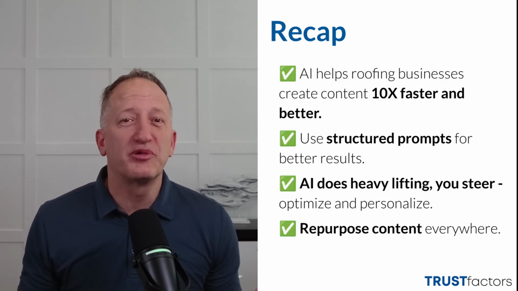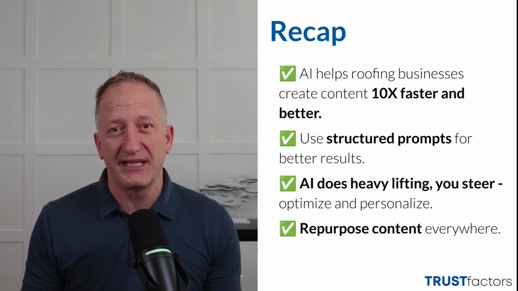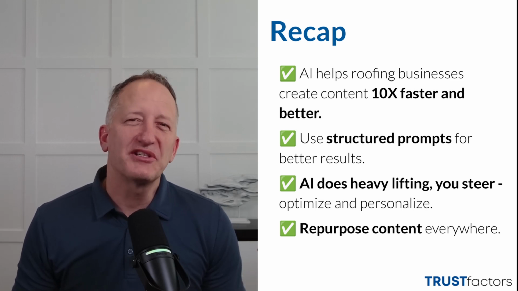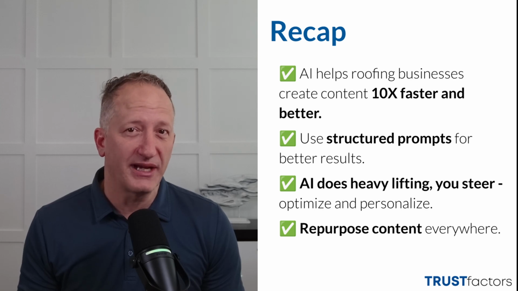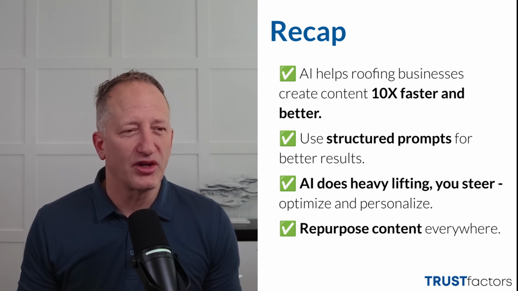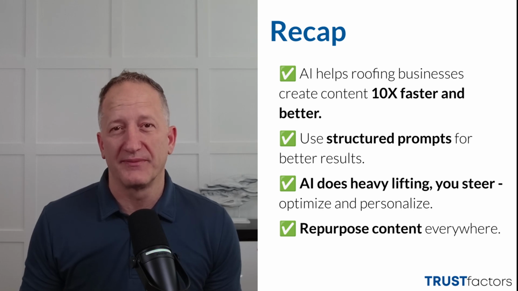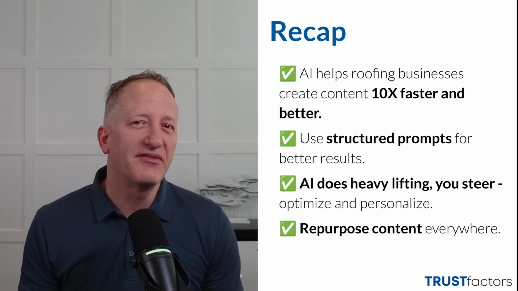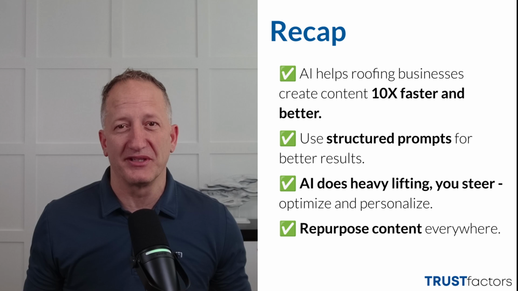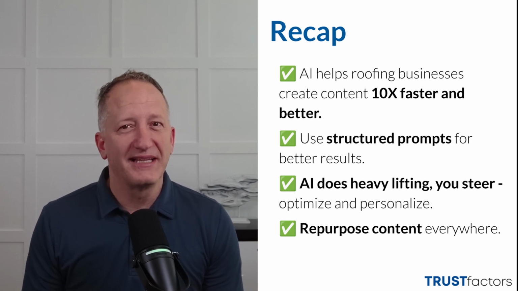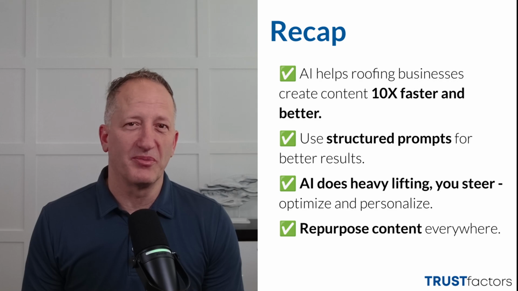So hopefully creating a piece of content together using AI and then repurposing it has been helpful. Just remember that while AI can help you create content much faster, the quality of the content really depends on the quality of your prompt. And while you want AI to do the heavy lifting, you still need to steer the ship and optimize and personalize the content. And then remember, always repurpose your content.